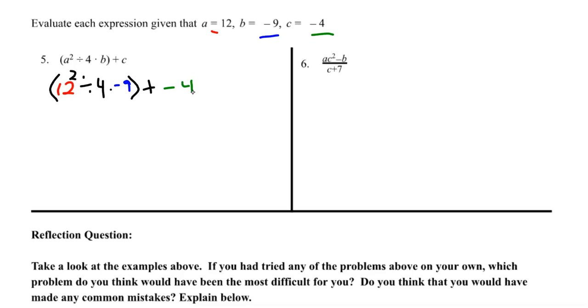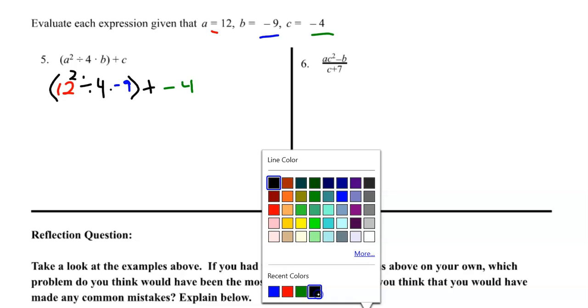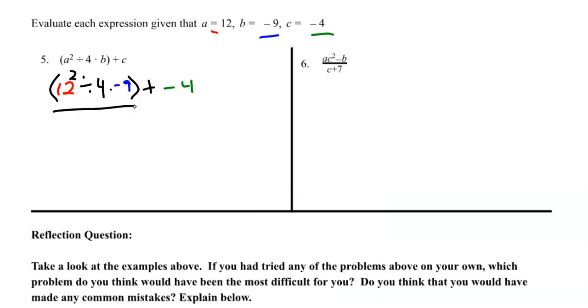So now we're going to solve GEMS, groupings. So we have this giant grouping. We're going to do everything in here first. Everything in there first. So inside the grouping, it's exponents first. So 12 squared is 144. Divided by 4 minus 9. That's still in the grouping. Plus -4 is just -4.